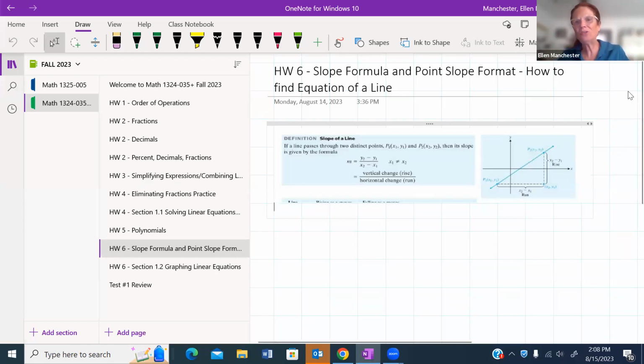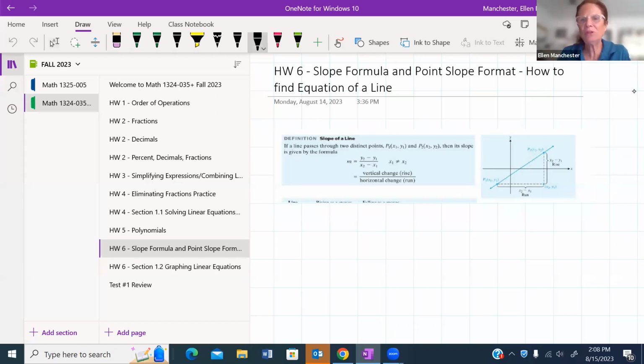So what I wanted to do is start off with the slope formula. We'll talk about how the slope of a line pertains to business in the next lesson. Right now, we just want to do the how-to format. Okay, so slope of a line.